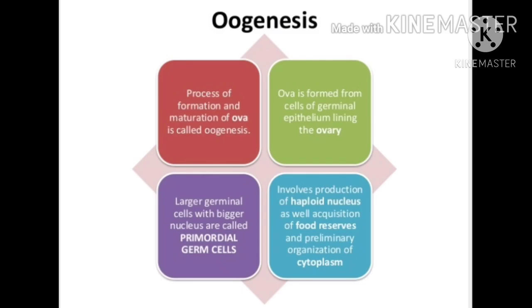You know that oogenesis is the process of formation and maturation of ova. The ova is formed from cells of the germinal epithelium lining of the ovary. Larger germinal cells with a bigger nucleus are called primordial germ cells. It involves production of a haploid nucleus as well as acquisition of food reserves and preliminary organization of cytoplasm. So oogenesis is simply the production and maturation of ova.